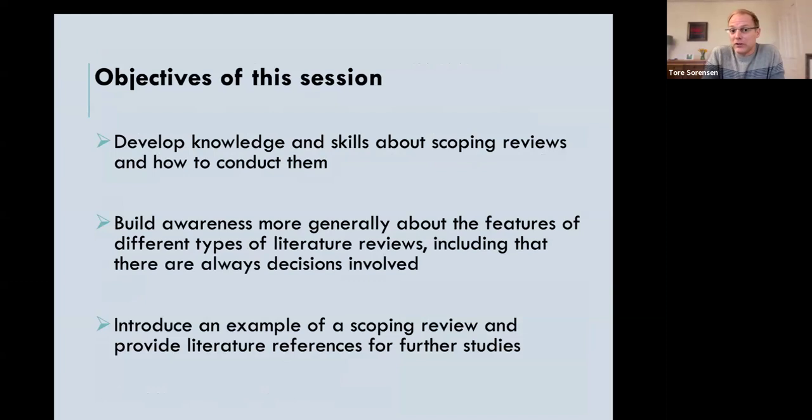So the objectives of this session, which is quite short, is to develop knowledge and skills about scoping reviews and how to conduct them. But I think there are some general lessons also about how we conduct literature reviews more generally. I'm trying to introduce just one example, and there are many, many others. I would also like to provide some literature references that I think will be very useful for you, whether you are academics or students, to look further into scoping reviews and literature reviews more generally.